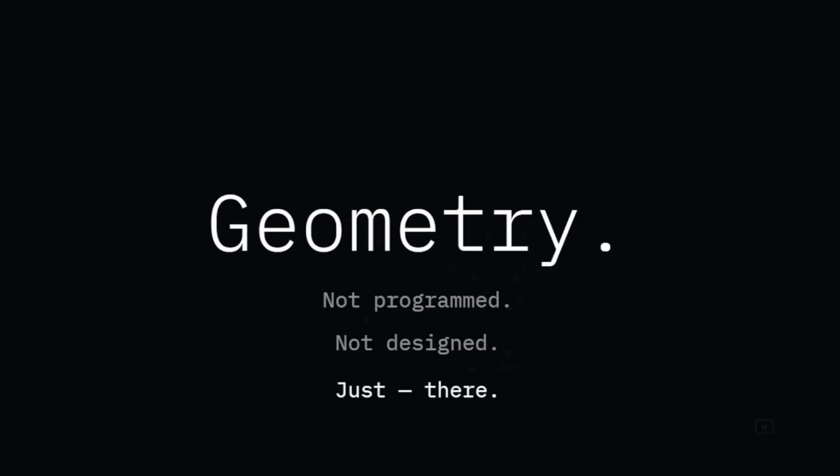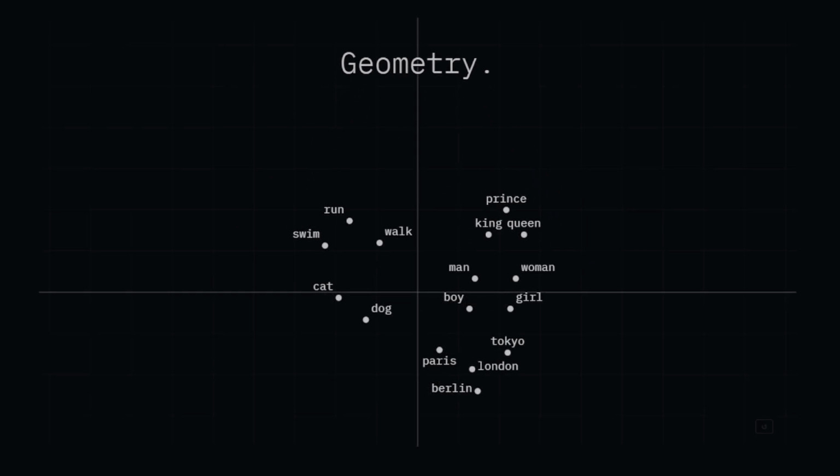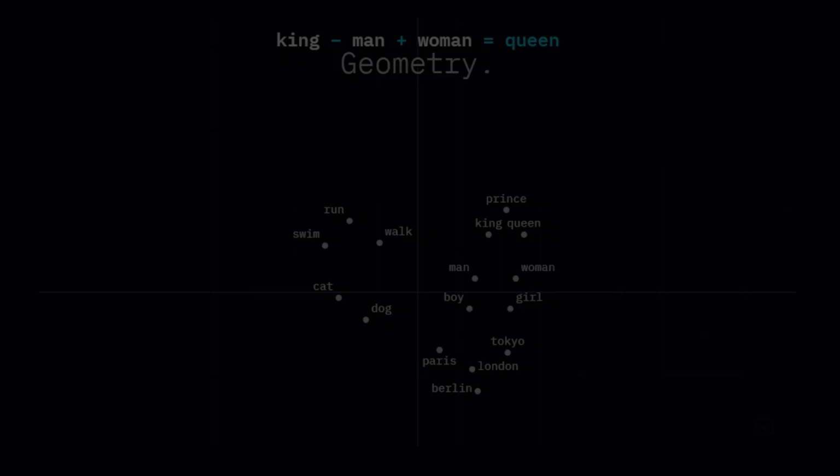Emerging from the patterns, man and woman are separated by a direction. King and queen are separated by the exact same direction. Royalty is another direction. Capital cities are another direction. So if you start at king, move in the direction that takes you from man to woman, you land at queen. King minus man plus woman equals queen. The map didn't just organize words. It found the hidden structure of meaning itself.